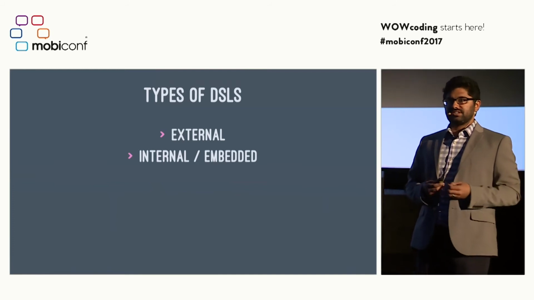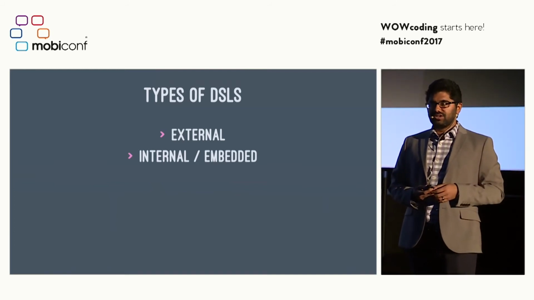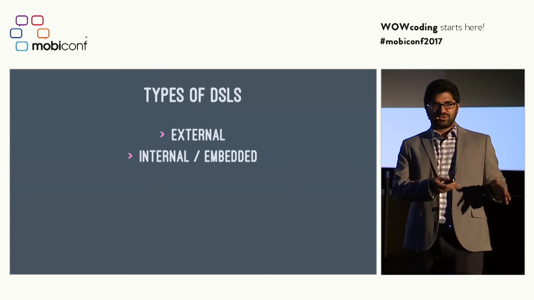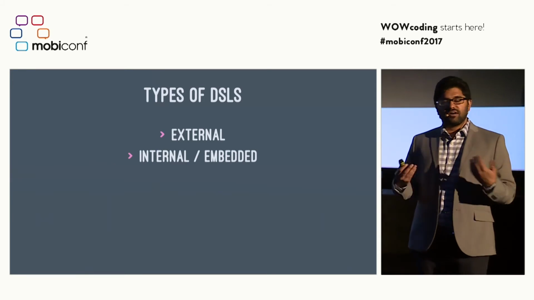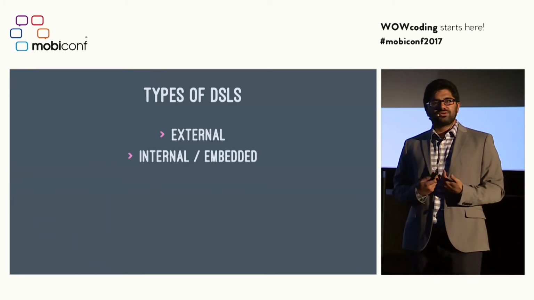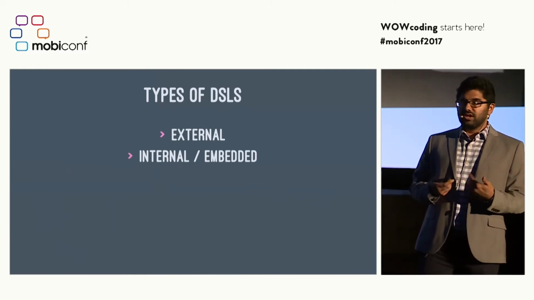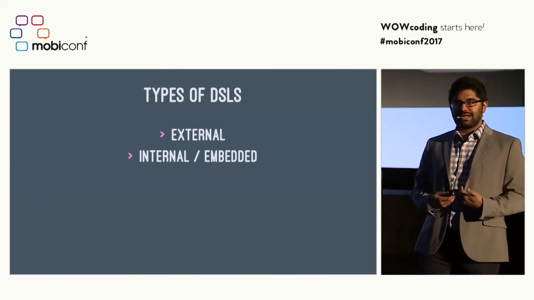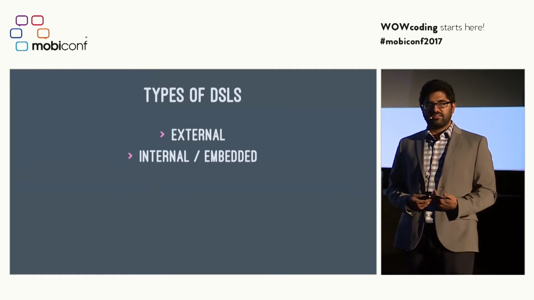An external DSL is one that is basically a standalone language. It has its own tools, its own interpreter, its own grammar and syntax, whereas what we've been talking about this whole time is internal or embedded DSLs. Internal or embedded DSLs are ones that are written and run within the host language. So in this case, we're writing DSLs in Swift that run within the Swift runtime.